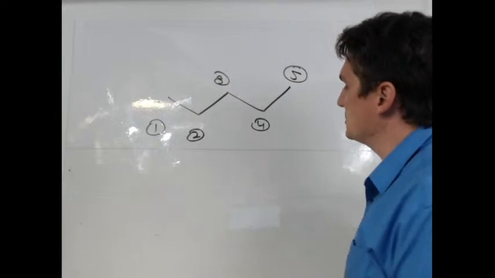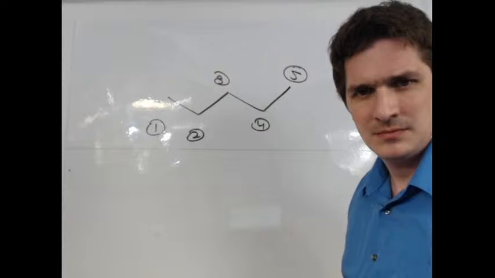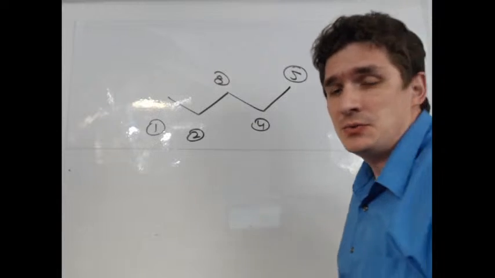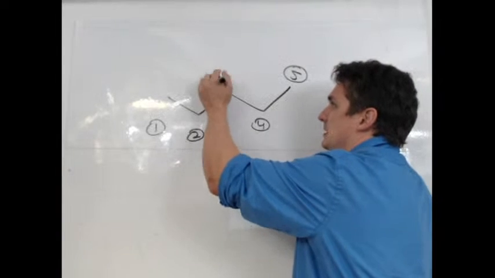So we have 4 tert-butyl. So there's going to be... Wow, they intentionally did this to mess with you. This is not numbered correctly. So we have 3-methyl. So there's a methyl group hanging off the third carbon.